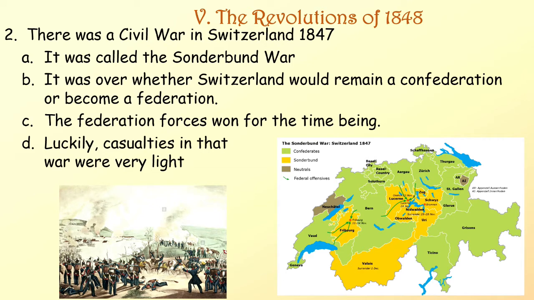There was also a civil war in Switzerland in 1847. It was called the Sonderbund War, and it was over whether Switzerland would remain a confederation or become a federation. And the federation forces actually won for the time being. Luckily, casualties in that particular war, the Sonderbund War, were very light.